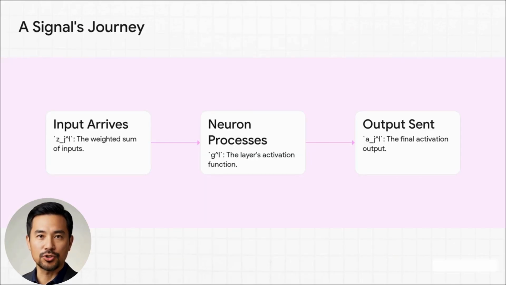This slide really lays out the whole journey for us. First, the input arrives. That's our Z, the weighted sum. Then, the neuron processes it using something called an activation function, which we represent with G. And finally, it sends out its own signal, its output, which we call A for activation. So the flow is simple, from Z through G to become A.